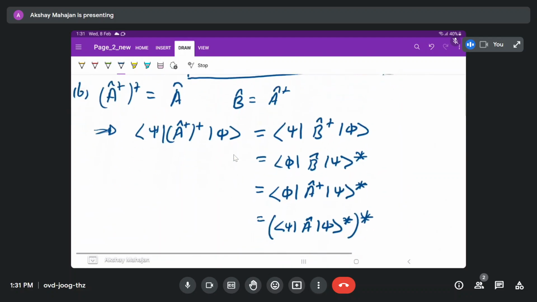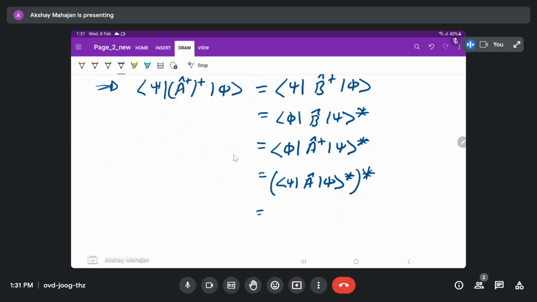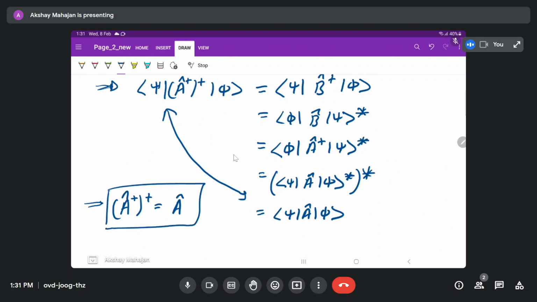Basically, it is just writing the previous identity, and then we know that taking the complex conjugate of a complex conjugate will give you that number. So we will get this psi a cap phi from here, and from here what we have proved, we have proved our identity. So just by comparing these two, you can say that a cap adjoint will give you a cap. Alright, so we have proved our second identity.